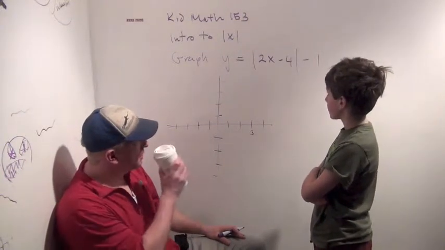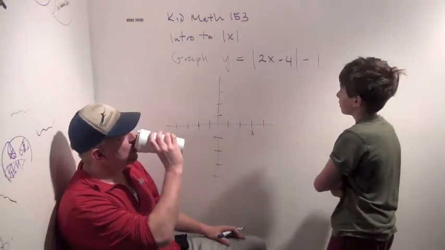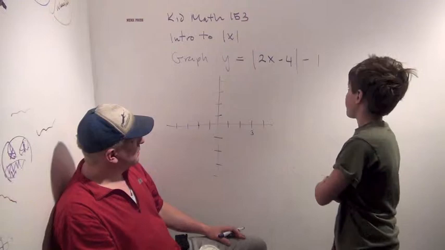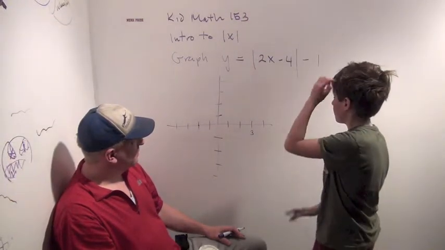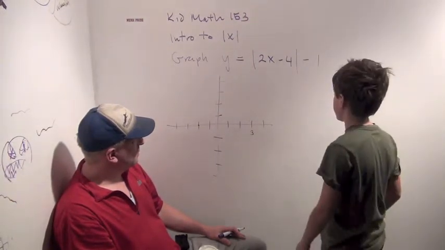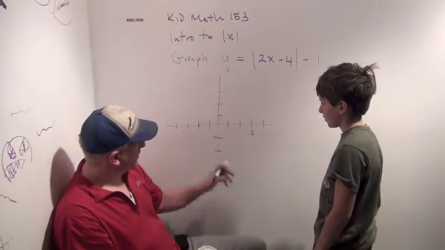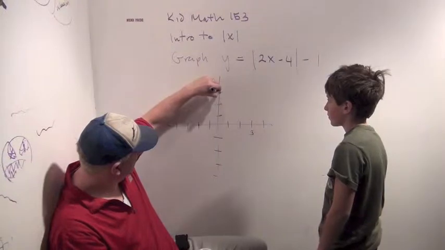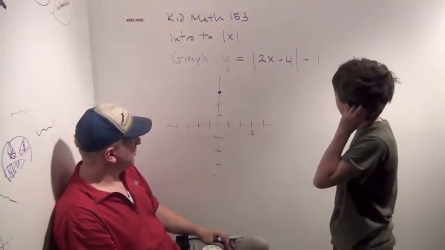Well, first I'll check when x is 0, what do we get? Okay. So we get the absolute value of minus 4, which is 4, minus 1, which is 3. Okay, so at x equals 0, this graph is 3. So we found 1 point on the graph.